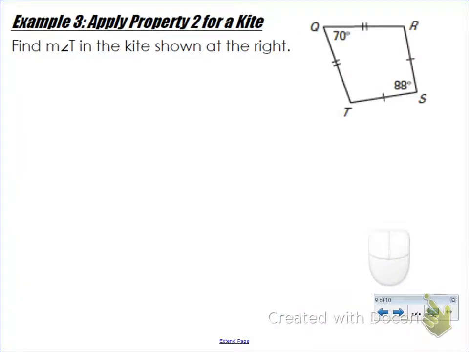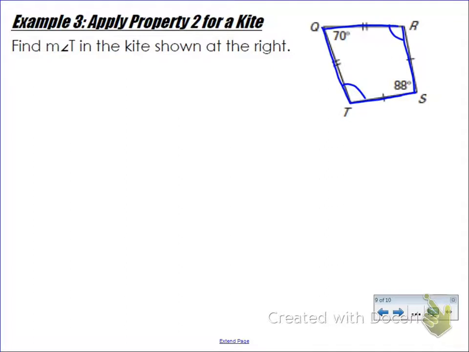In example 3, we're going to apply property 2 for the kite, showing that we have exactly one pair of opposite angles congruent. So we're given two angles. 70 is the measure of angle Q, and angle S is 88 degrees. We don't know what the measures of angle R and angle T are, and we want to find the measure of angle T. But based on the property that we just talked about, we know that we have exactly one pair of opposite angles that are congruent to each other. And it's going to be the angles formed by the non-congruent sides. So if we look at ST right here and QT, they are not congruent to each other. So this would be one of my angles. The other angle will be QR and SR, which are not congruent to each other. So angle R and angle T are going to be my congruent angles.